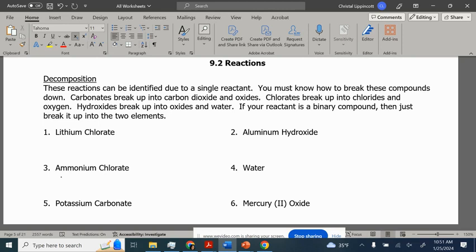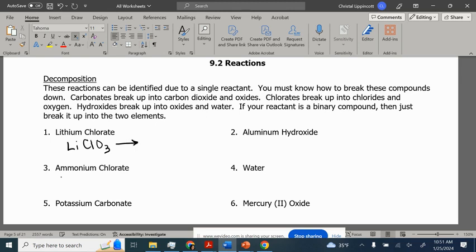Okay. So let's take the first one here. We have lithium chlorate. So this is the formula for lithium chlorate. Remember, you've got to go back to chapter 7 and figure out what the oxidation number is of this and what the oxidation number is of this and what a chlorate looks like. Well, this has a +1. This is a -2 or -1. So the formula is already balanced.